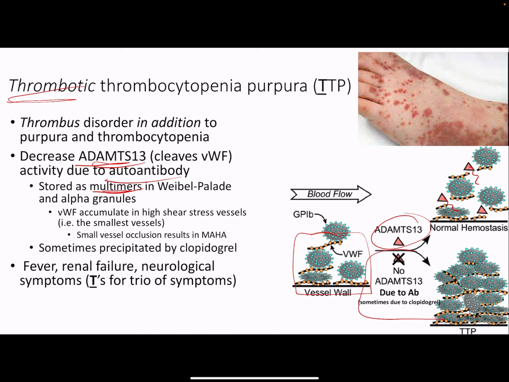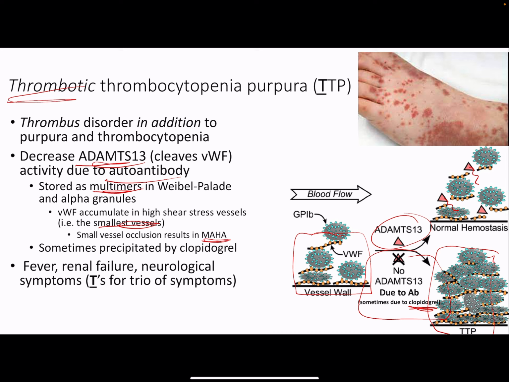However, if we have these antibodies, and sometimes the antibodies might be precipitated by clopidogrel, which is a medication we'll talk about soon, now we can't break it up, and we see that we get this huge aggregation, and this is just a thrombus. These thrombi are going to be in small vessels. This is a syndrome called MAHA, which we'll talk about in the next slide.